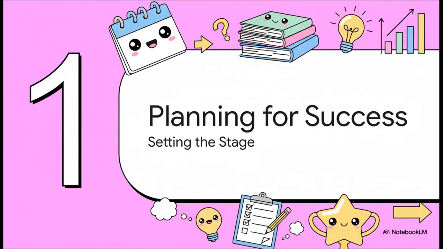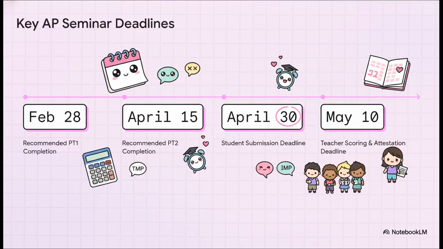Okay, phase one. It is all about planning. And I really can't stress this enough. Success here begins long before any student even thinks about stepping up to the front of the room. Good, solid, early planning is non-negotiable. First order of business. Get these dates on your calendar right now. That April 30th student deadline is set in stone, and so is your May 10th scoring deadline. You've got to work backward from these dates to build your schedule.